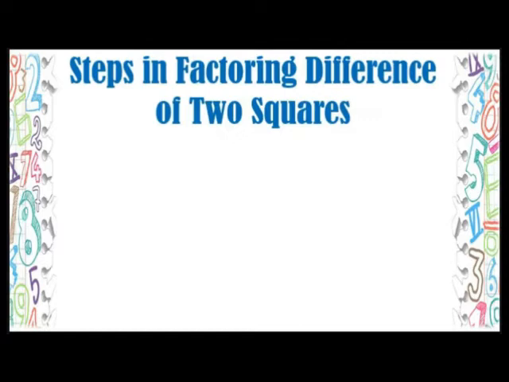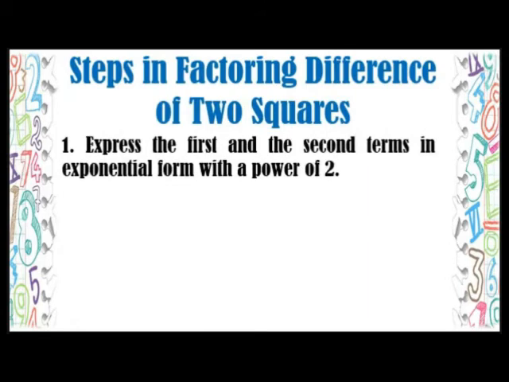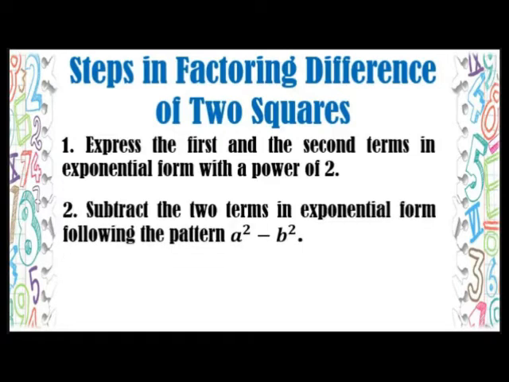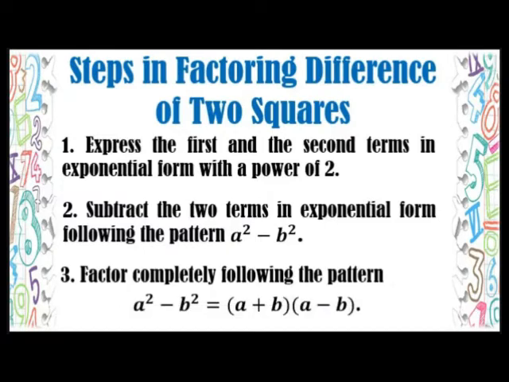To summarize the steps in factoring difference of two squares, we have 3. Step 1. Express the first and the second terms in exponential form with a power of 2. Step 2. Subtract the two terms in exponential form following the pattern a squared minus b squared. And step 3. Factor completely following the pattern a squared minus b squared is equal to a plus b times a minus b.